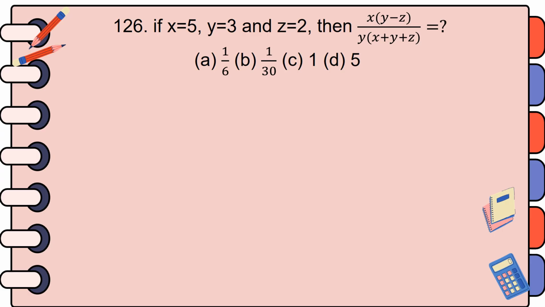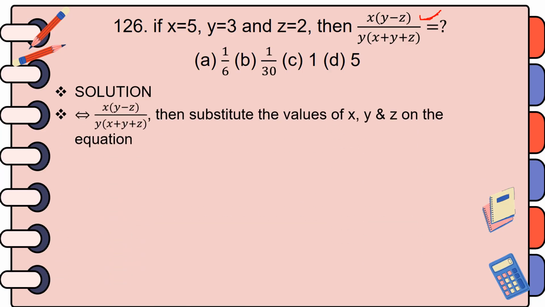Again, here you are given the values of x, y, and z. Then you are given this equation. The equation is given as such: x into y minus z over y into x plus y plus z. Then what is the correct answer for this question? Again, here substitute the values of x, y, and z into the equation and simplify it. Okay, I hope you get the answer, and the way to get the answer for this question is presented as such.